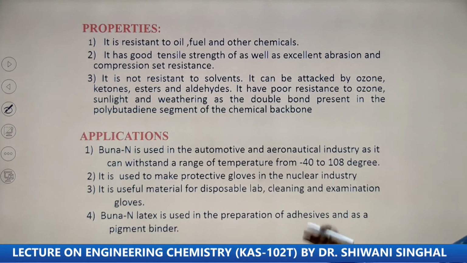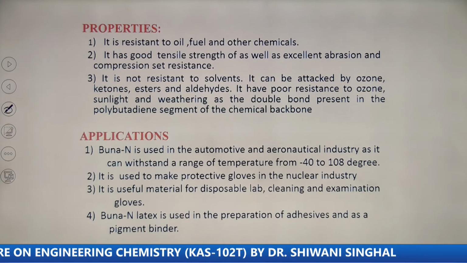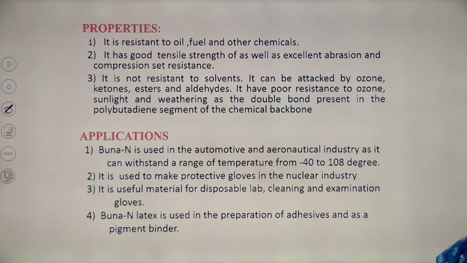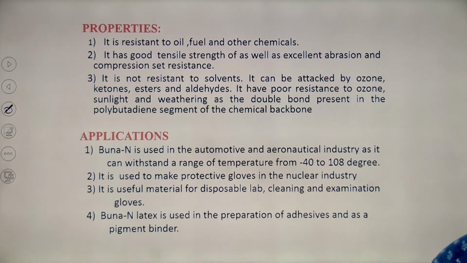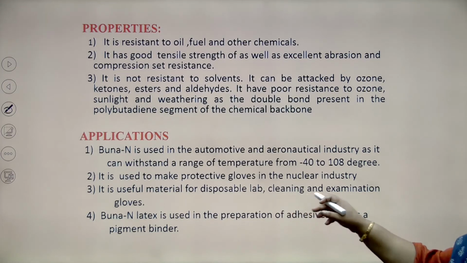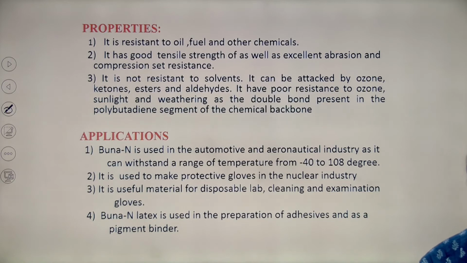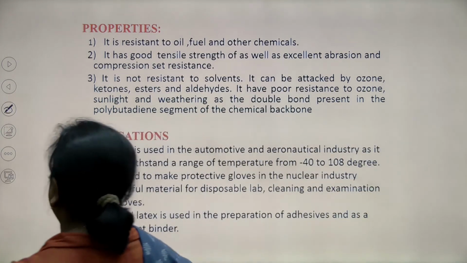Application: it is used in the automotive and aeronautical industry because its temperature bearing capacity is comparatively high, which is -40 to 108 degree. It is used to make protective gloves in the nuclear industry. It is a useful material for disposable lab cleaning and examination gloves, and Buna and latex are also used for preparation of adhesives, pigments, etc.